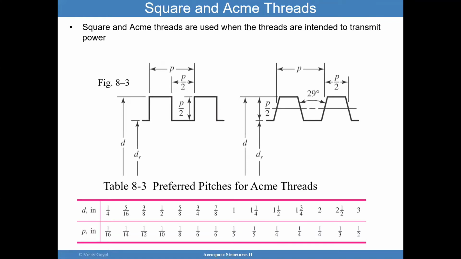There are other kinds of threads, such as square and Acme threads, and in these cases they're really intended to be transmitting power, and they'll be provided with information such as pitch and diameter, and in general, these tables can be used to select your best option for your designs.